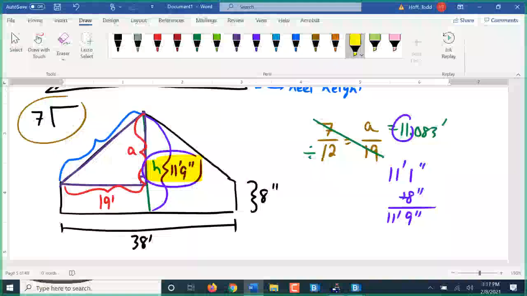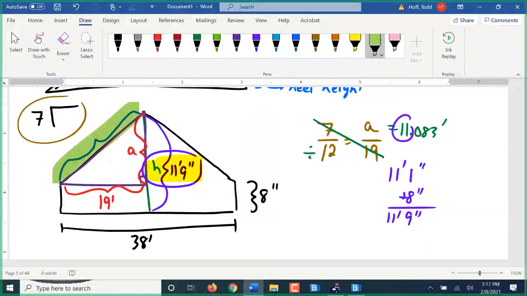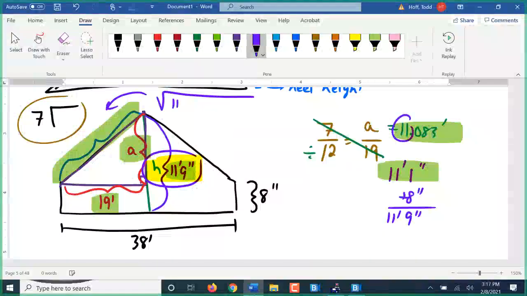Here's the part where people make most of their mistakes. Find the top chord length. Obviously, I need the 19. Do I need the 11 foot 9? No, I need A, the 11 foot 1, or the 11.083. That's what I need to find the top chord length. So the top chord length is going to be the square root of 11.083 squared plus 19 squared.